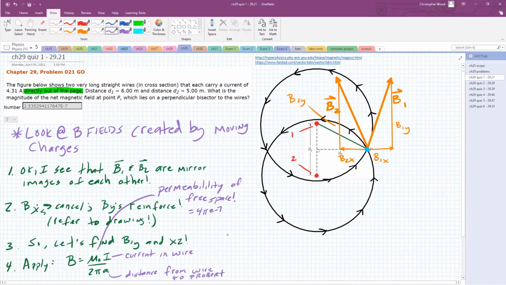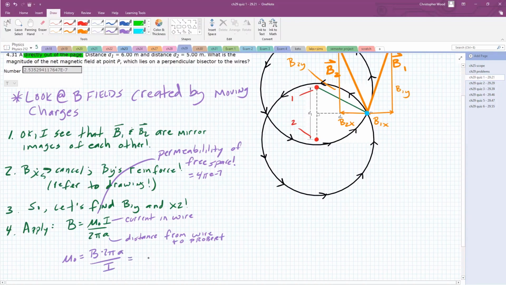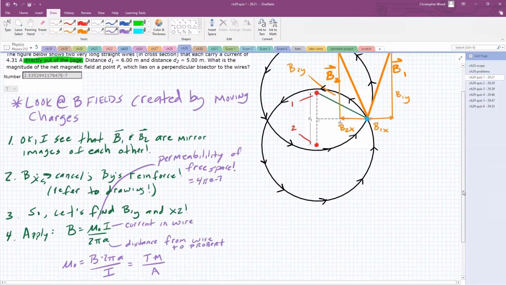And then as long as I'm here, just because I can't remember, let's just do what must the units be of mu naught? Well, mu naught apparently equals B times 2 pi A over I. So from a dimensional point of view, one way to represent mu naught is Tesla meters over amperes. And then you can probably decompose that into other equivalents.